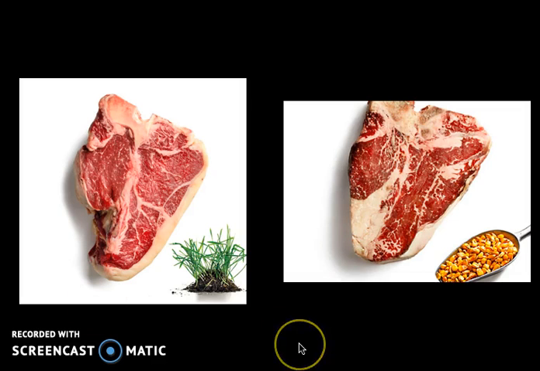Here's a picture of grass-fed meat compared to corn-fed meat. And we talked about how the grass-fed meat is higher in antioxidants, lower in fat, and you can actually see a difference in the color and the amount of fat in the meat.